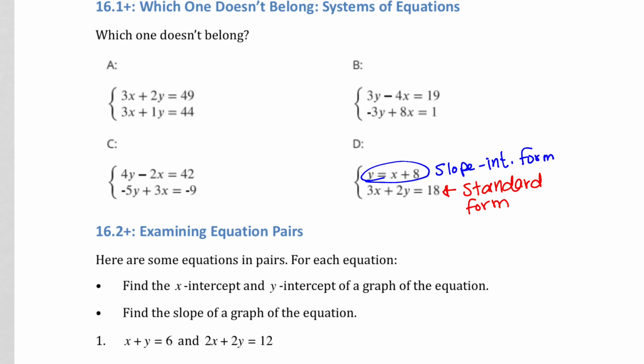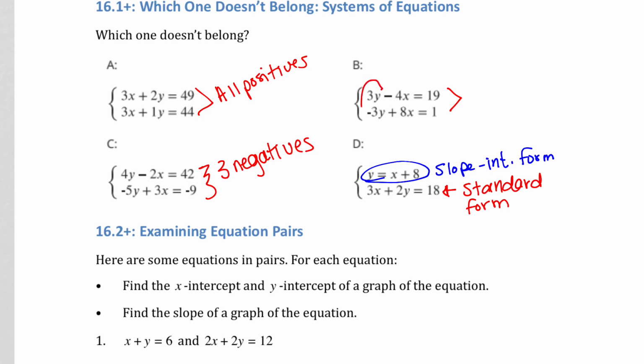Okay, so C, because one of them has a negative. Which one's negative? We have a -9, we have a -2x, and we have a -5y. So there's a negative for every type of term here. So there's 3 negatives. This one has all positives. Then we have this one over here.